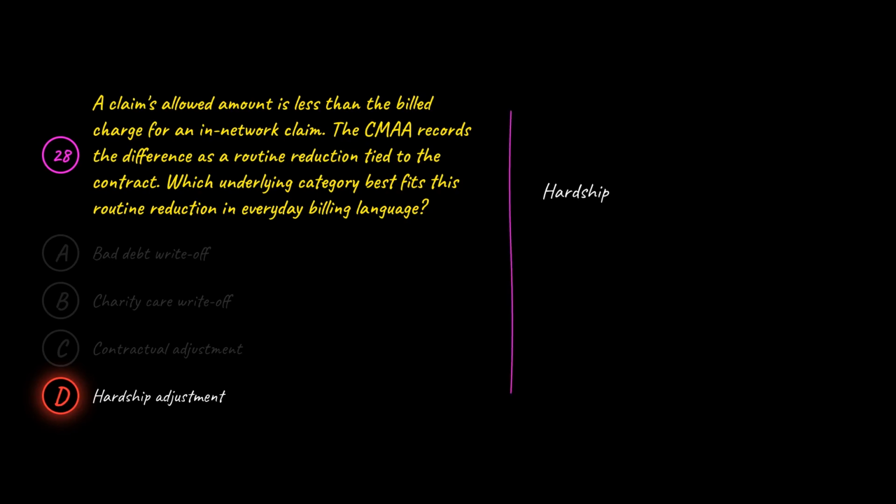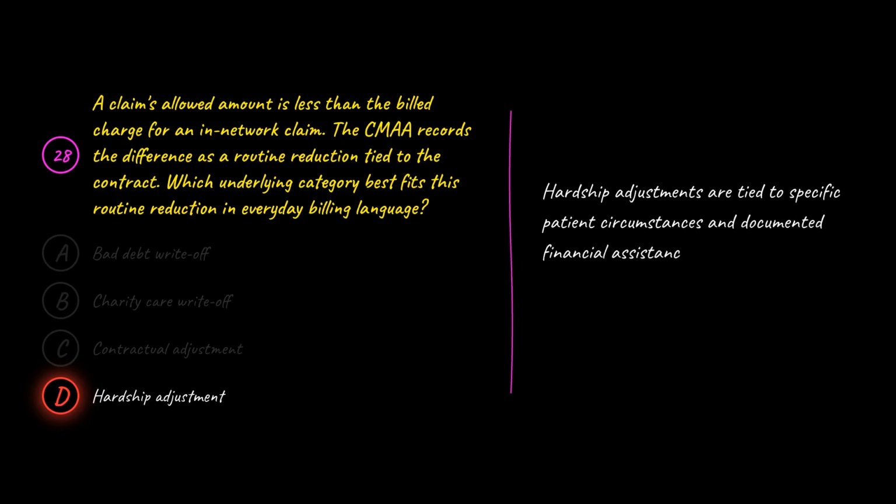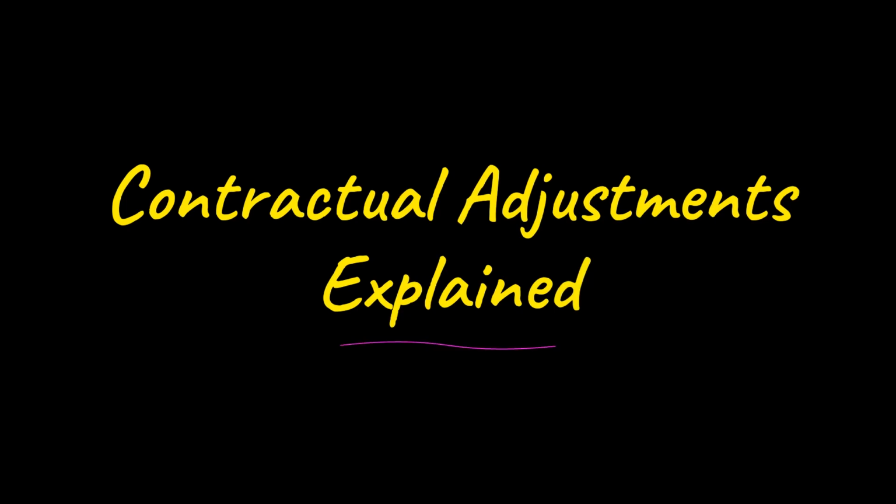D is wrong because hardship adjustments are tied to specific patient circumstances and documented financial assistance, rather than to the routine in-network billed versus allowed difference being recorded for this claim today. When a practice bills a standard charge to an in-network payer, the allowed amount is almost always lower than what was billed.